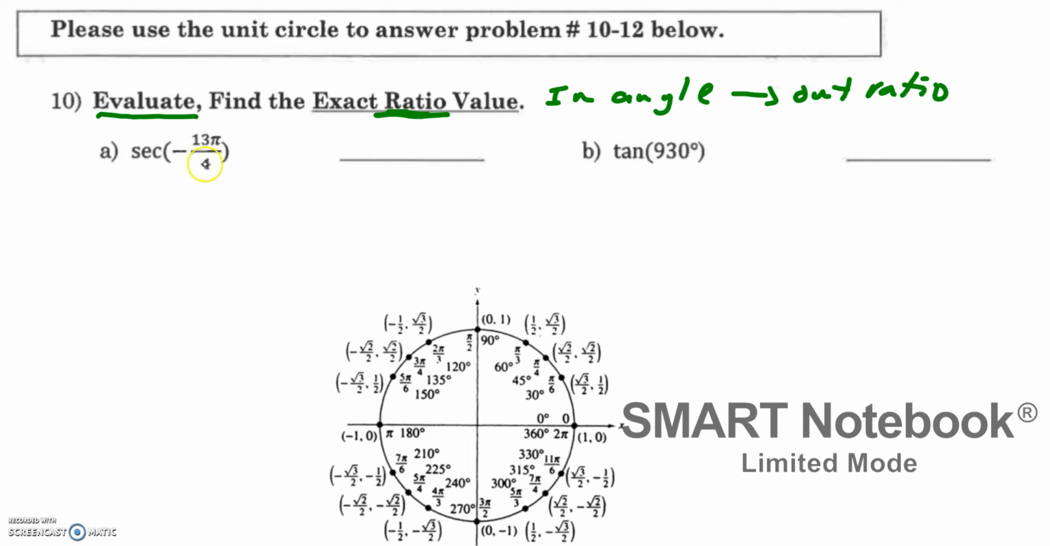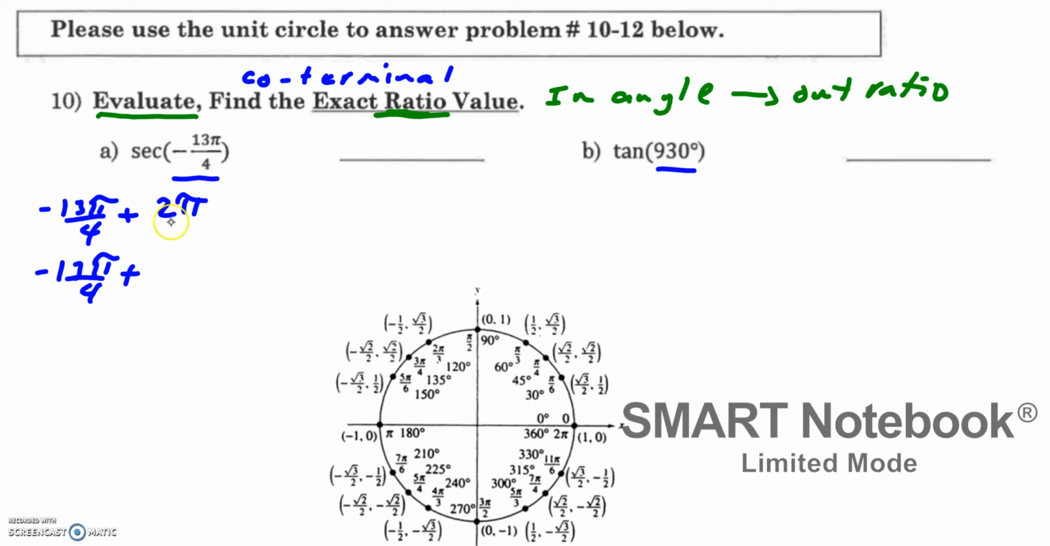But if we look at negative 13 pi over 4 and we look at 930 degrees, both of these are not on the unit circle currently. So what we need to do is consider coterminal angles. If I looked at negative 13 pi over 4 and I added a full rotation, which in radians is 2 pi all the way around, with a denominator of 4, that's 8 pi over 4, which would be negative 5 pi over 4.